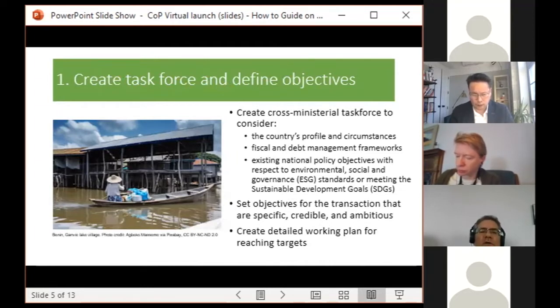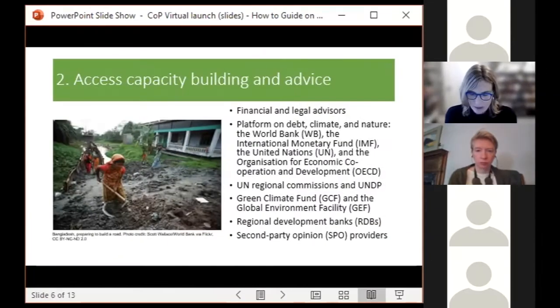They would review the country's profile and circumstances, the debt status, the policy objectives, and then set objectives for the transaction that are specific, credible, and ambitious. Once you have that kind of expert working group in government, it's really time then to turn to external partners and access the capacity building services as well as advice that's available.